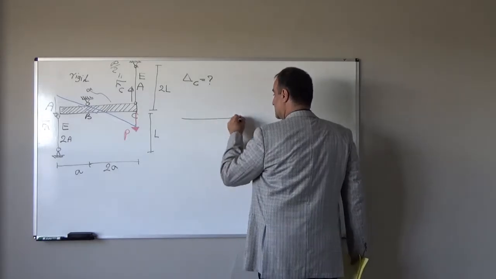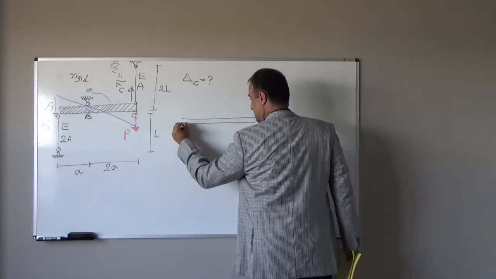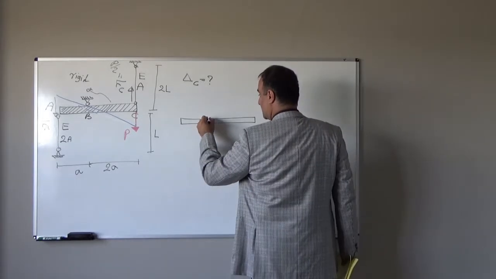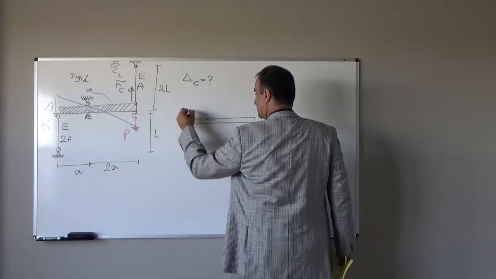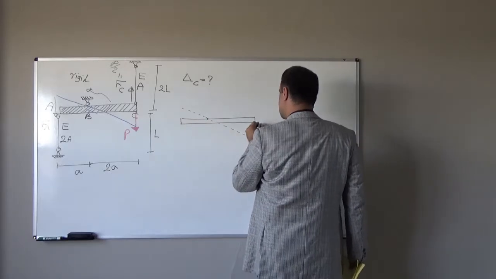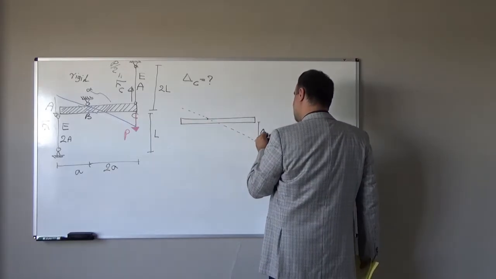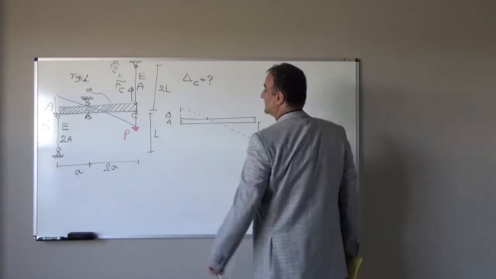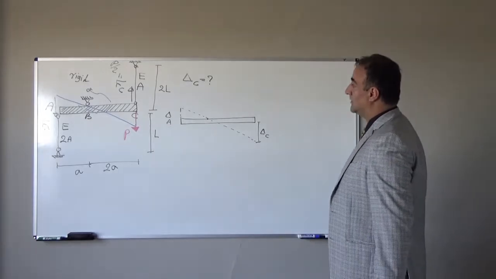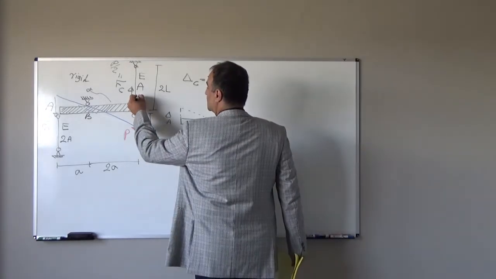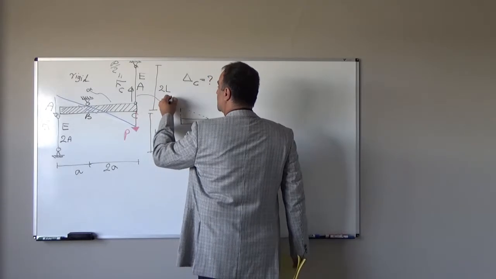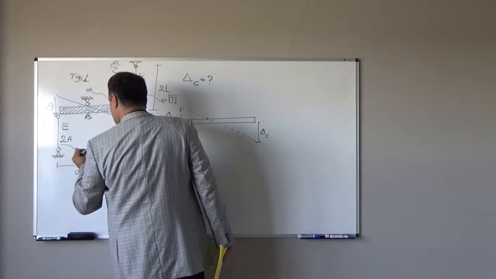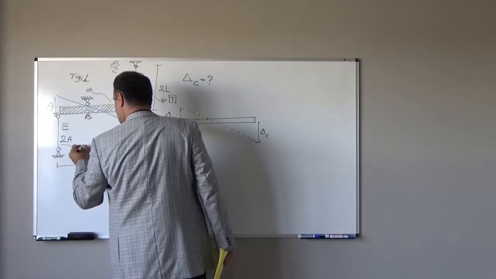Initially, this rigid beam is horizontal. Then it will rotate with respect to point B, and it will rotate like this. Here we have delta C, here we have delta A. This member I call member 1. This member I call member 2.